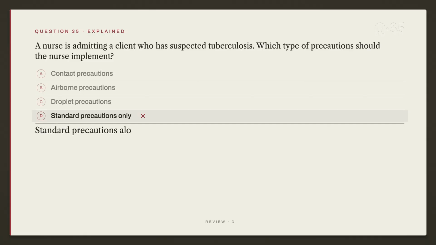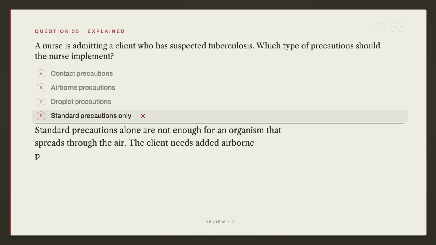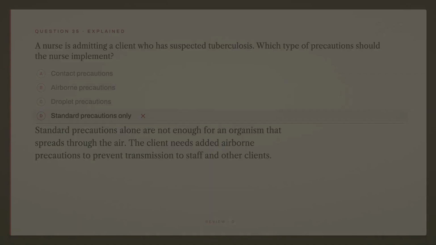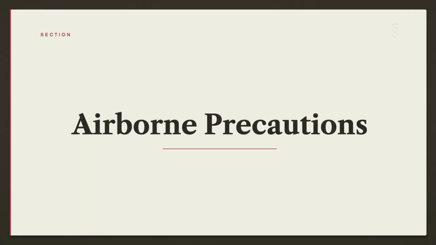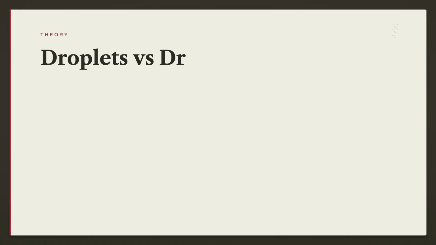D is wrong because standard precautions alone are not enough for an organism that spreads through the air. The client needs added airborne precautions to prevent transmission to staff and other clients. Airborne precautions protect against organisms that travel in tiny droplet nuclei, small enough to float in air for hours and drift on air currents. Tuberculosis, measles, and varicella are the classic examples.